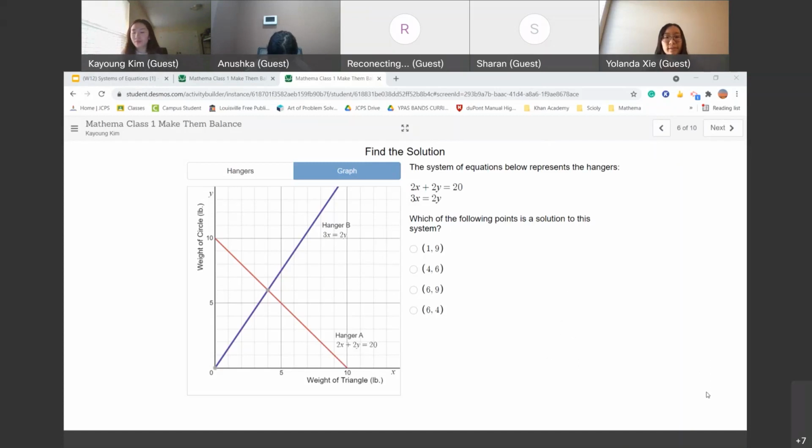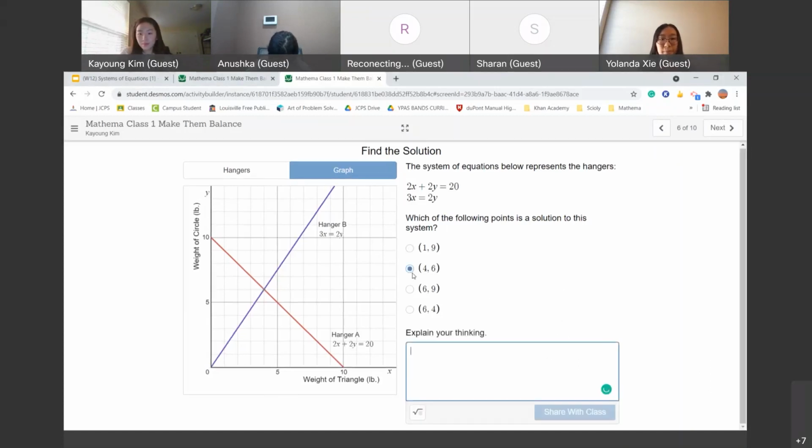All right, so I see that 3 of you have answered 4 comma 6. So Kayang, will you show 4 comma 6 on the graph? Yeah. Yep, you guys are correct. So 4 comma 6 is the solution to the system of equations. And you can also plug the values back into the equations just to prove that that's right.